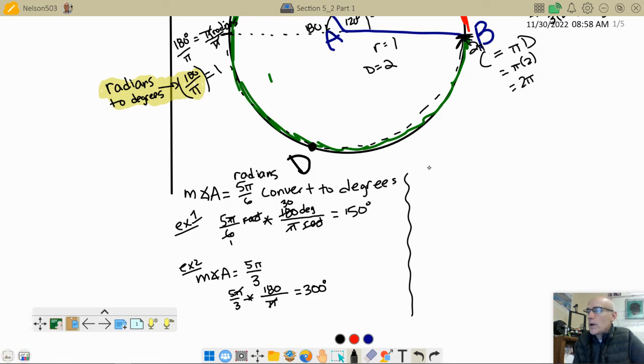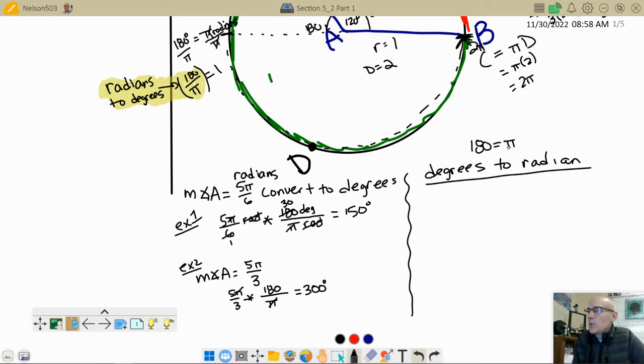Now we're going to do the other way. We're going to go from degrees to radians. Okay, so here's how we do that. Well, look, up here, we divided both sides by pi. We said that 180 is the same thing as pi, okay?